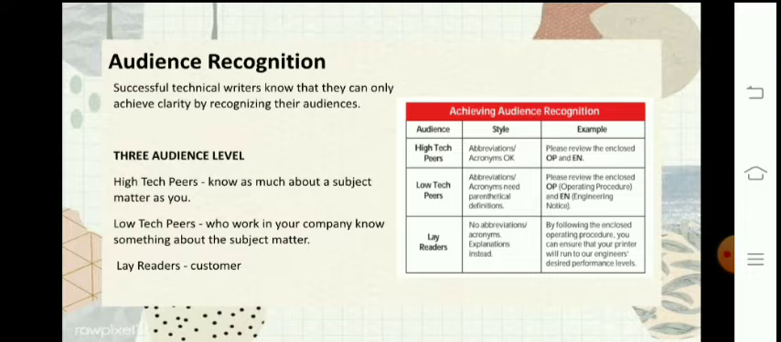Fourth, we have audience recognition. So there are three levels of audience. We have high-tech peers. They know about the subject matter as much as you. Low-tech peers, who work in your company and know something about the subject matter, and lay readers, they are your customers.